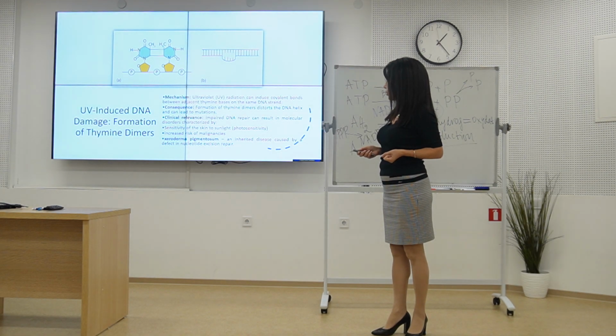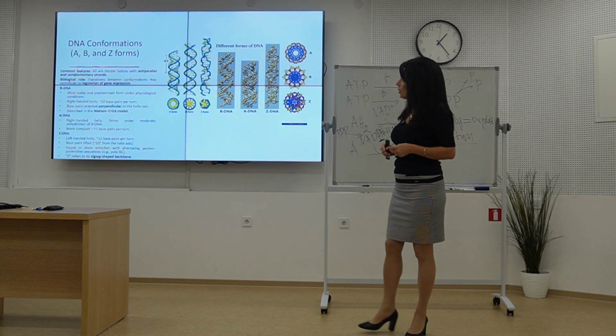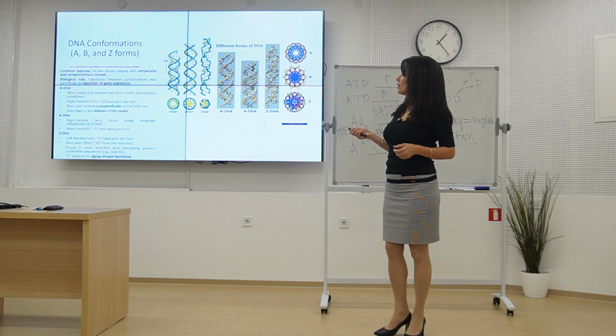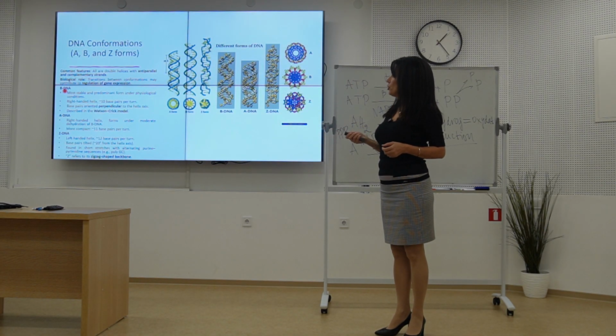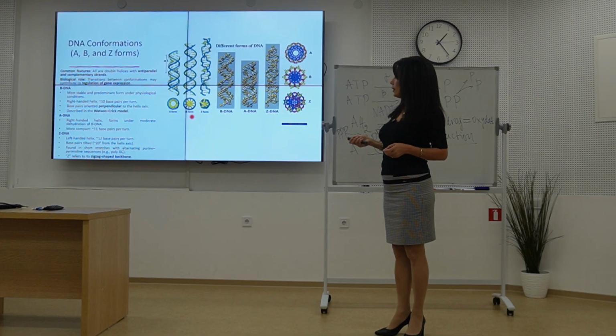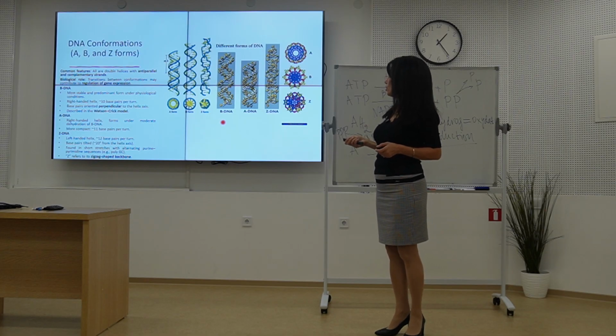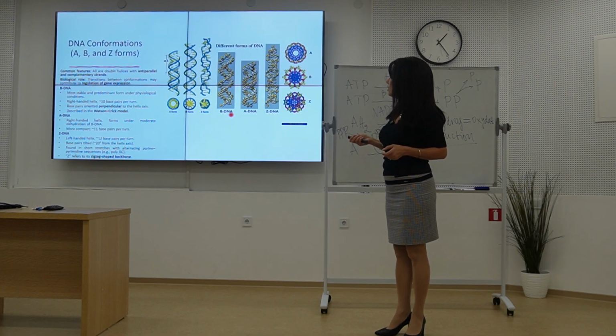There are three types of conformation of DNA. The most common DNA is B form, which is the most stable and predominant form of conformation under physiological conditions. It's a right-handed helix with 10 base pairs per turn, this one. And the base pairs are oriented perpendicular to the helix axis. Actually, this form is described by Watson and Crick.